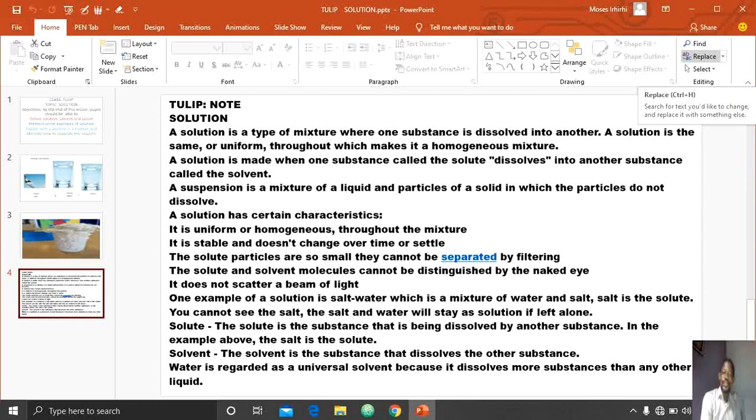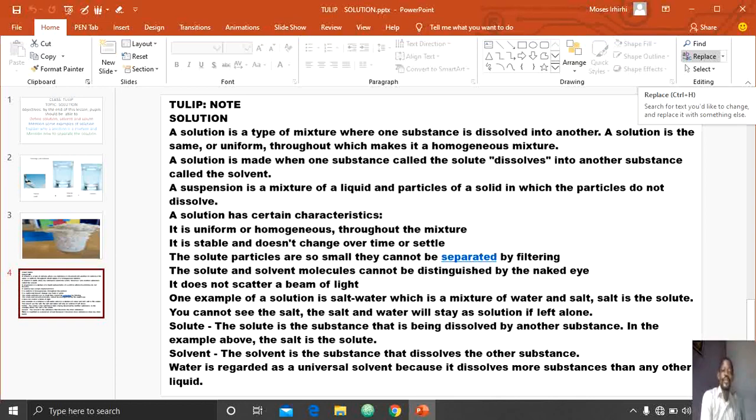A solution is a mixture because it can be separated, meaning we can use another process and get back our solute, which is the solid, and get back also our solvent if we need it, okay, which is the liquid we use.